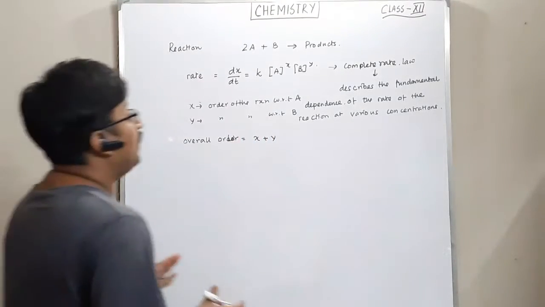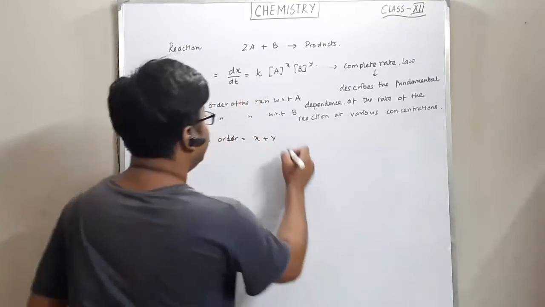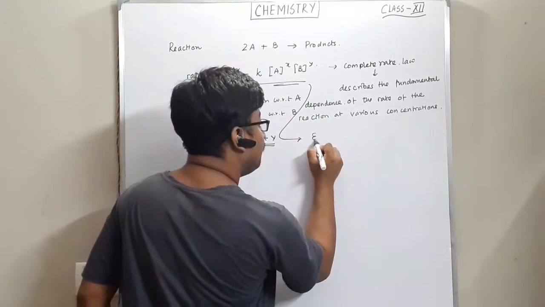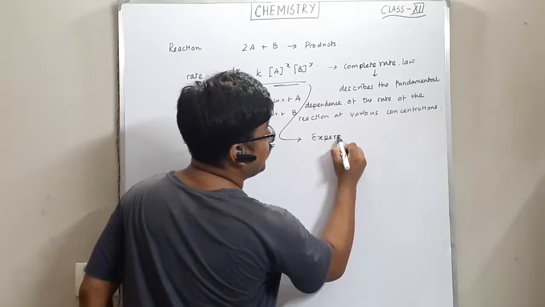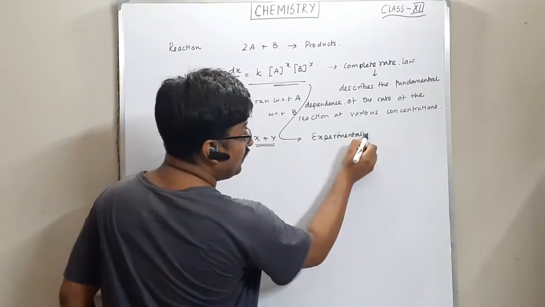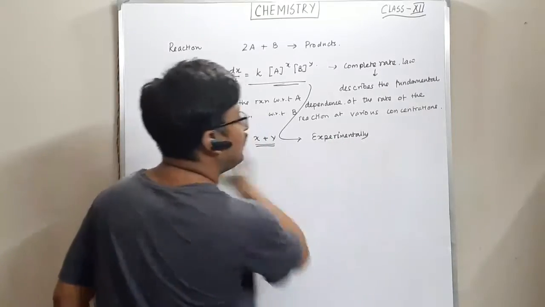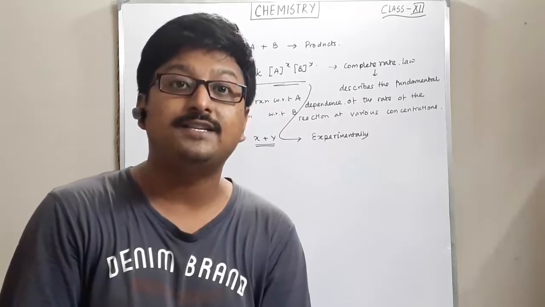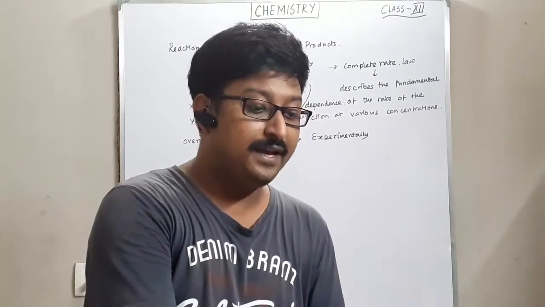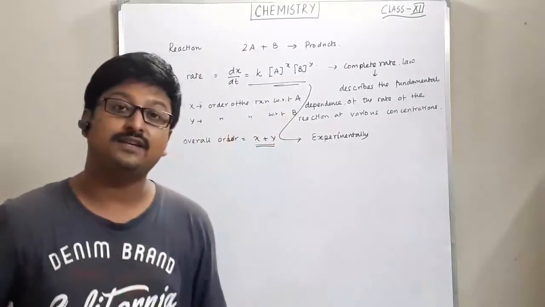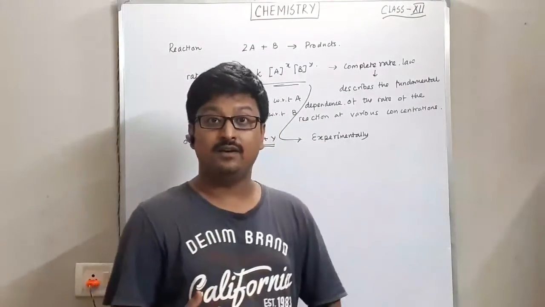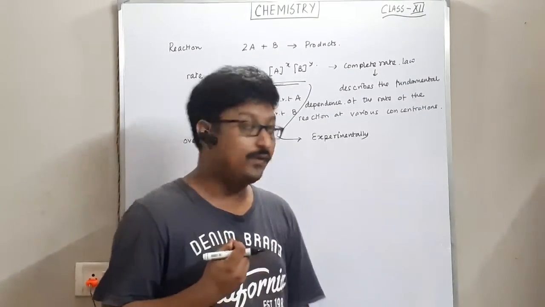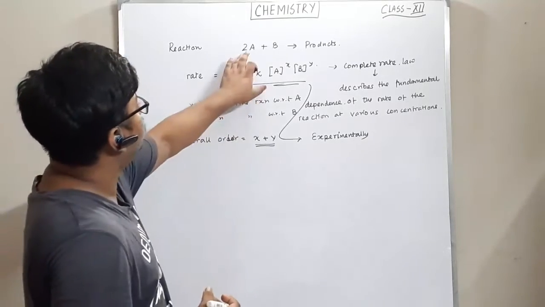And the most interesting thing is that this order of the reaction and the rate law can be calculated only experimentally. Not theoretically, only via experiments. That's why when you learn the SN1 reaction and SN2 reaction, when we talk about the rate, we always say experimentally determined rate.